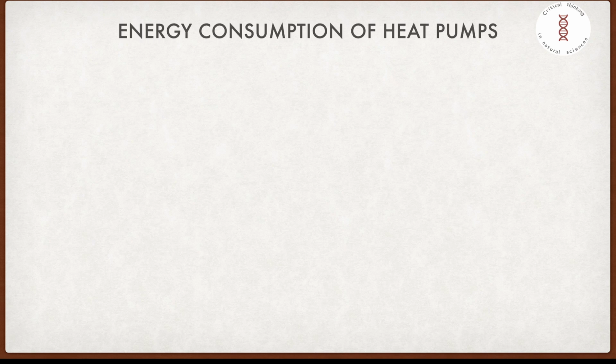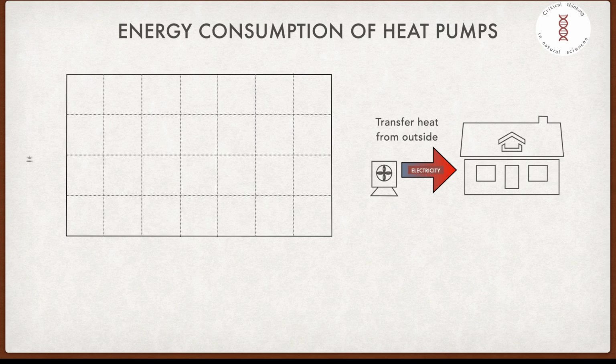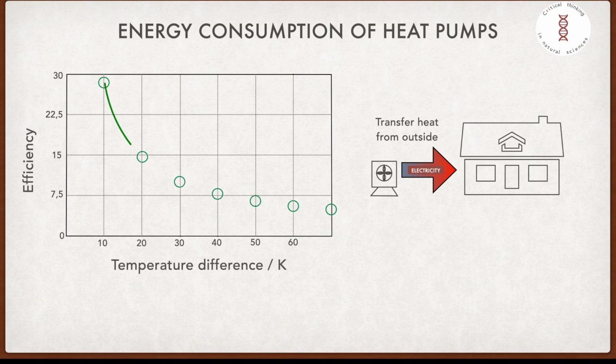Let's further explore the efficiency. For that, we can plot the efficiency as a function of the temperature difference between inside and outside. And if we use the formula explained above, we get the theoretical efficiency. And the lower the difference of inside and outside, the higher is the theoretical efficiency. It is very high if the temperature difference is small, but it gets lower if we need to get a very high temperature difference between inside and outside.